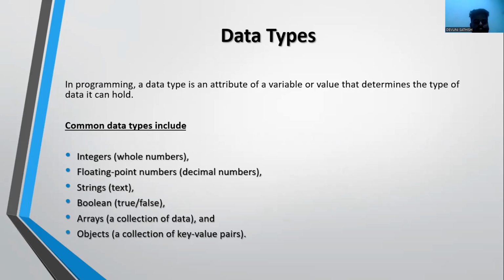We have the common data types like integers, which are whole numbers, floating point numbers, which are decimals, strings in the form of text, and boolean, meaning true or false. The condition may be true or false. And arrays, which are a collection of data. And lastly, objects, a collection of key-value pairs.